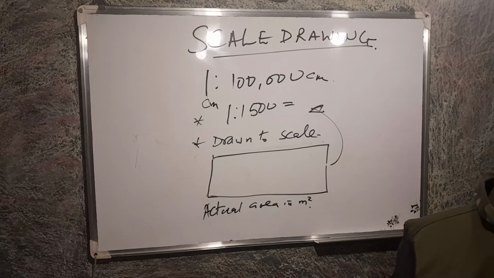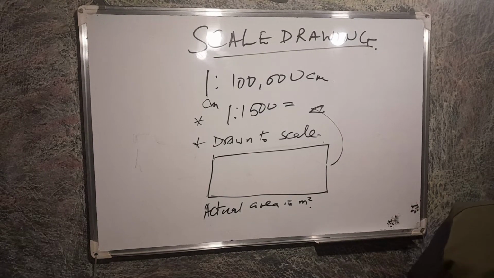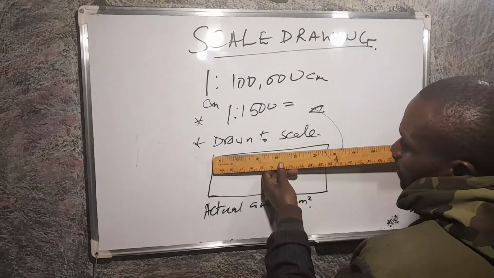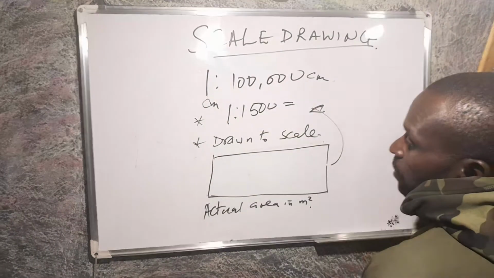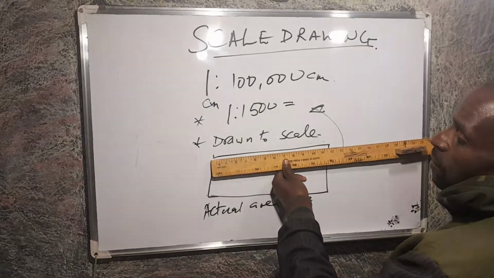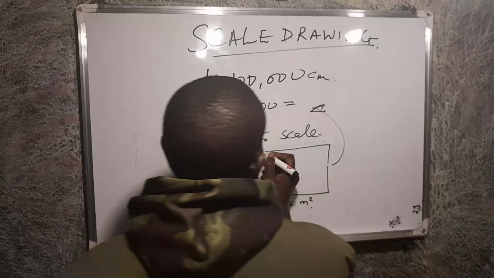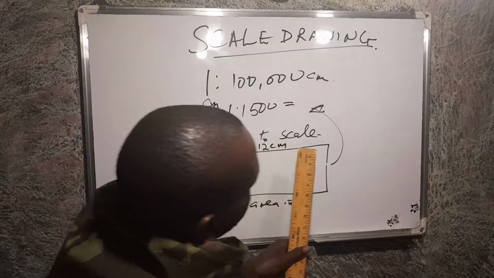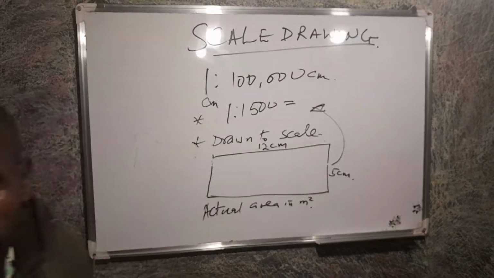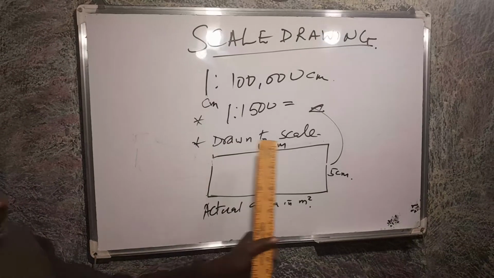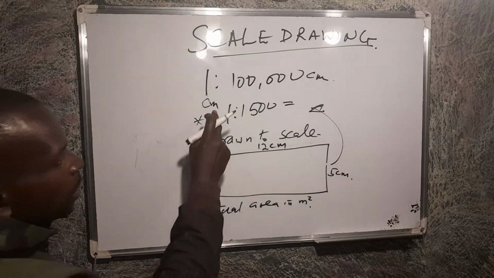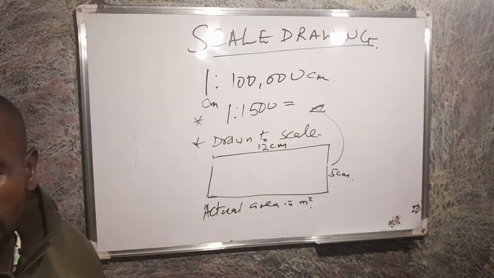You have to take a ruler, do the actual measurement using a ruler. For instance, this one I have is 12 centimeters. Then measure its width, which is 5 centimeters. The figure below is a plot drawn to scale, using the scale 1 centimeter represents 1,500 centimeters.